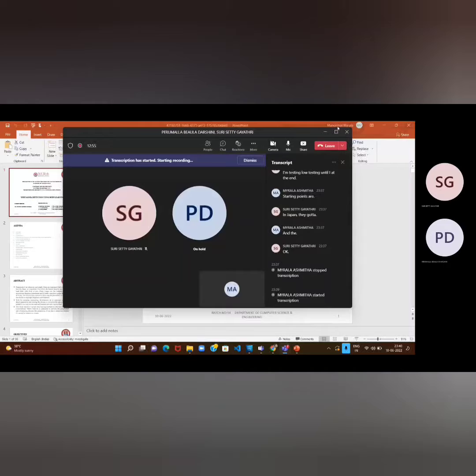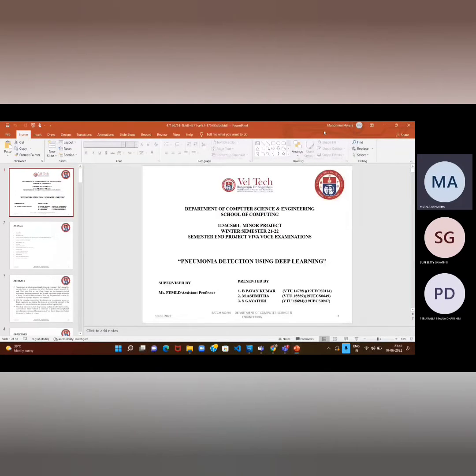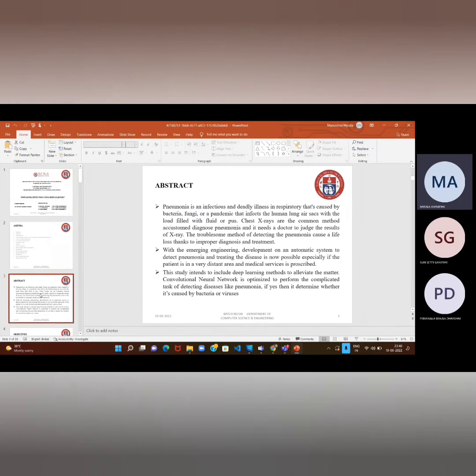We have done our project on pneumonia detection. We have used deep learning techniques for our implementation. As pneumonia patients who have been detected positive have maximum chances of being detected positive for COVID, we have taken this project as our minor project.